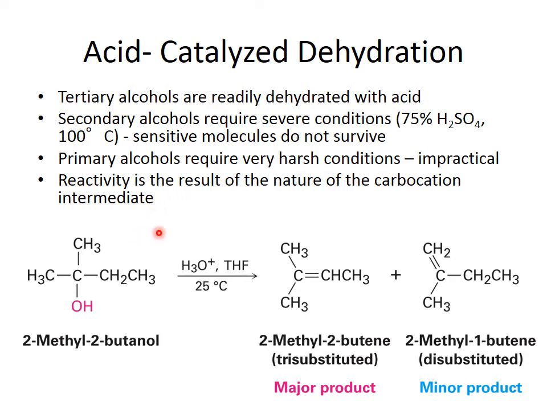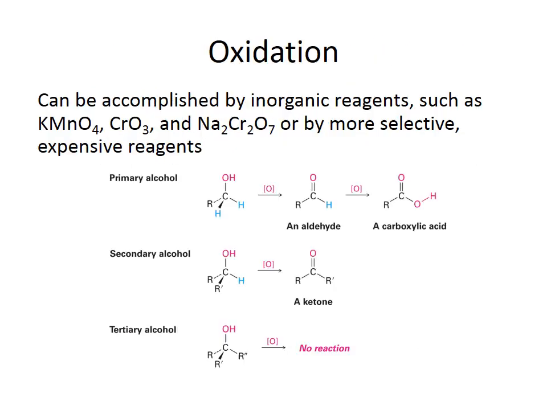And so what is it you're depending on? The carbocation intermediate. And so the only real practical compound to do an acid catalyzed dehydration on is a tertiary alcohol. The others give you too many problems. We can oxidize alcohols.